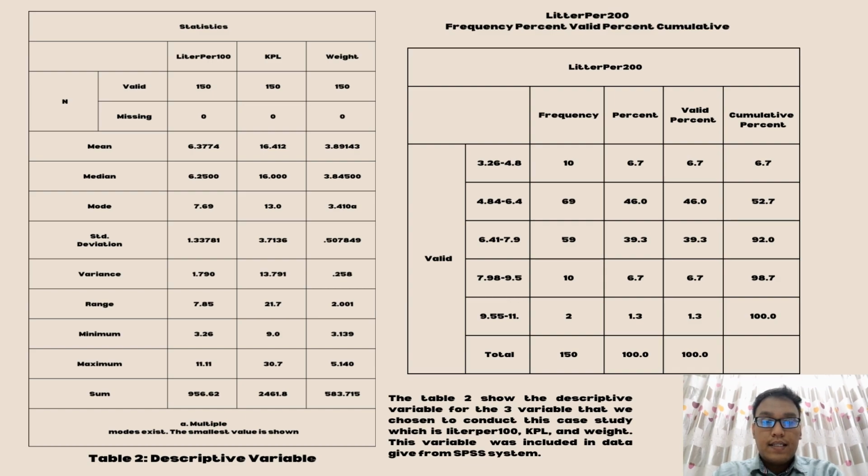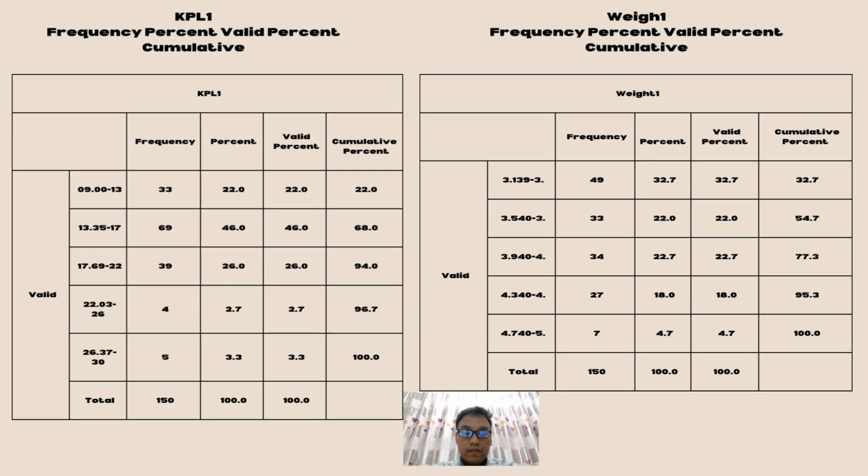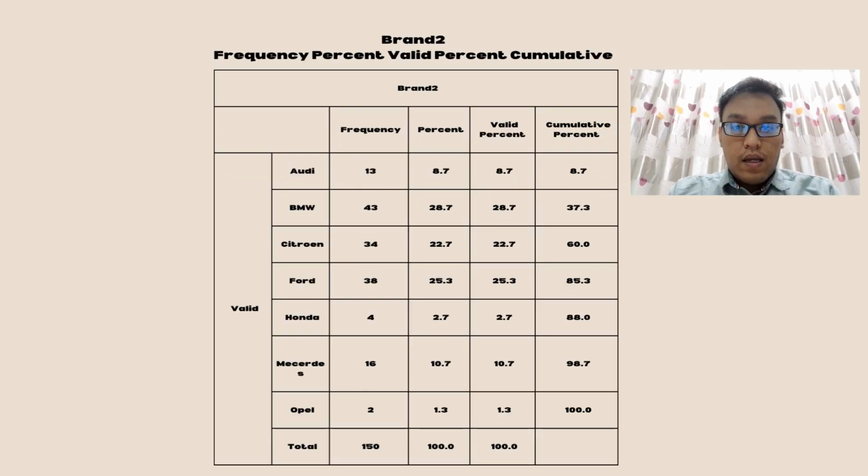The table on the right side is for the liter per 200, which we changed from ungrouped data to grouped data. Both tables for KPL1 and weight show the frequency, percent, valid percent and cumulative percent that we changed from ungrouped data to grouped data from the SPSS system. Last but not least is the table for brand with frequency, percent, valid and cumulative from the SPSS system.